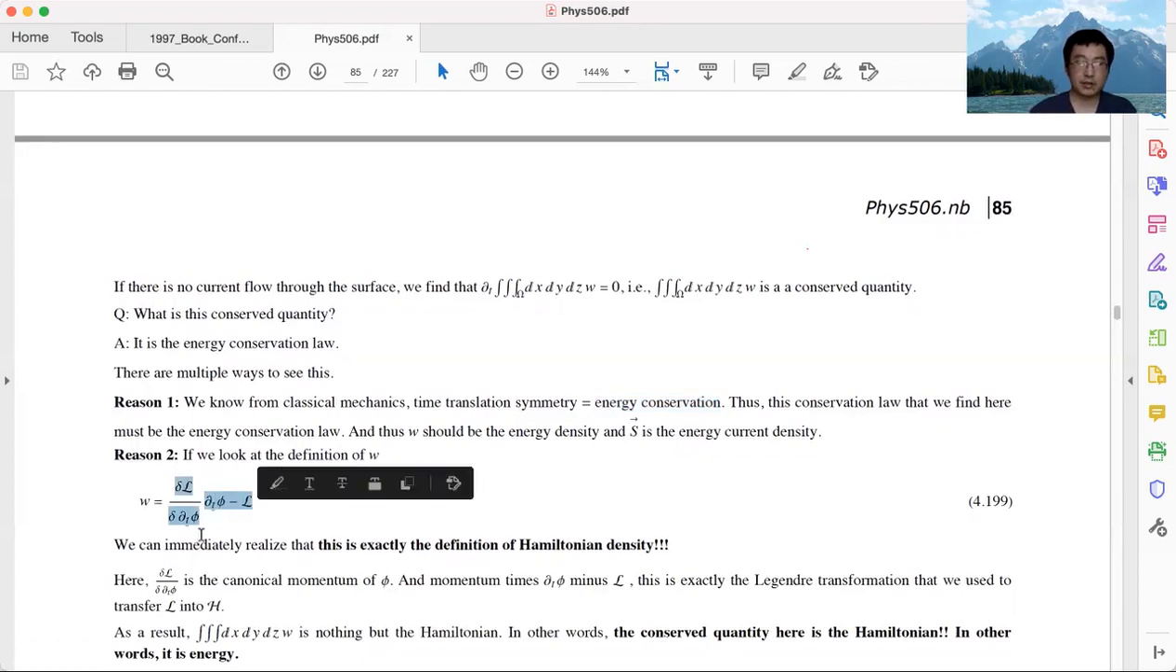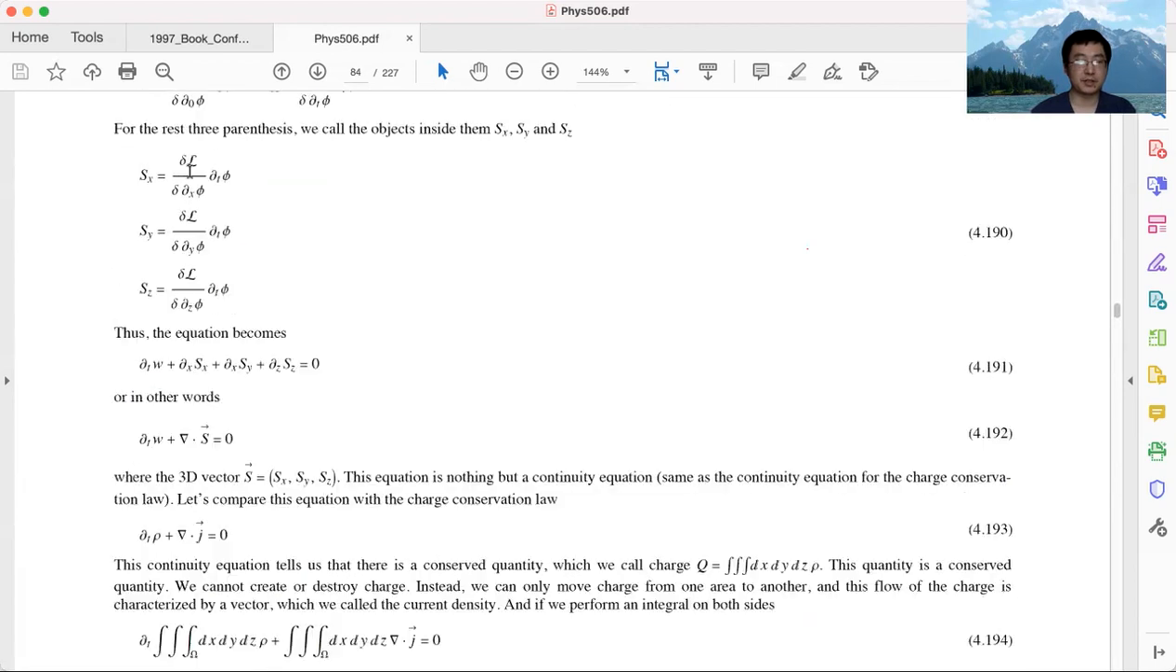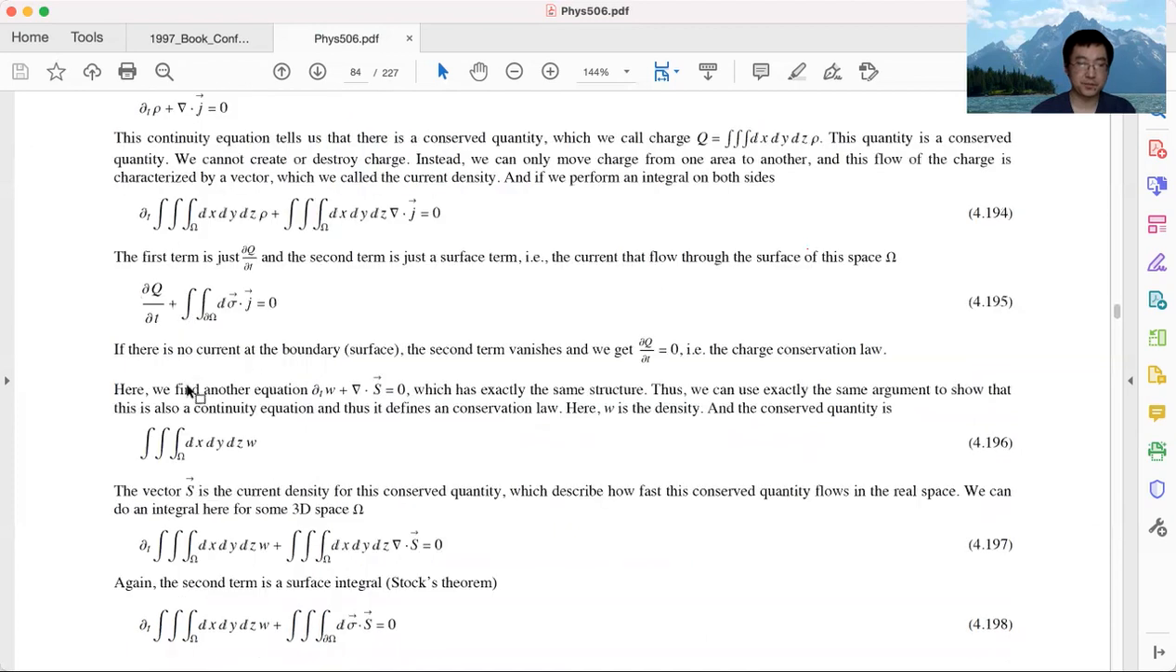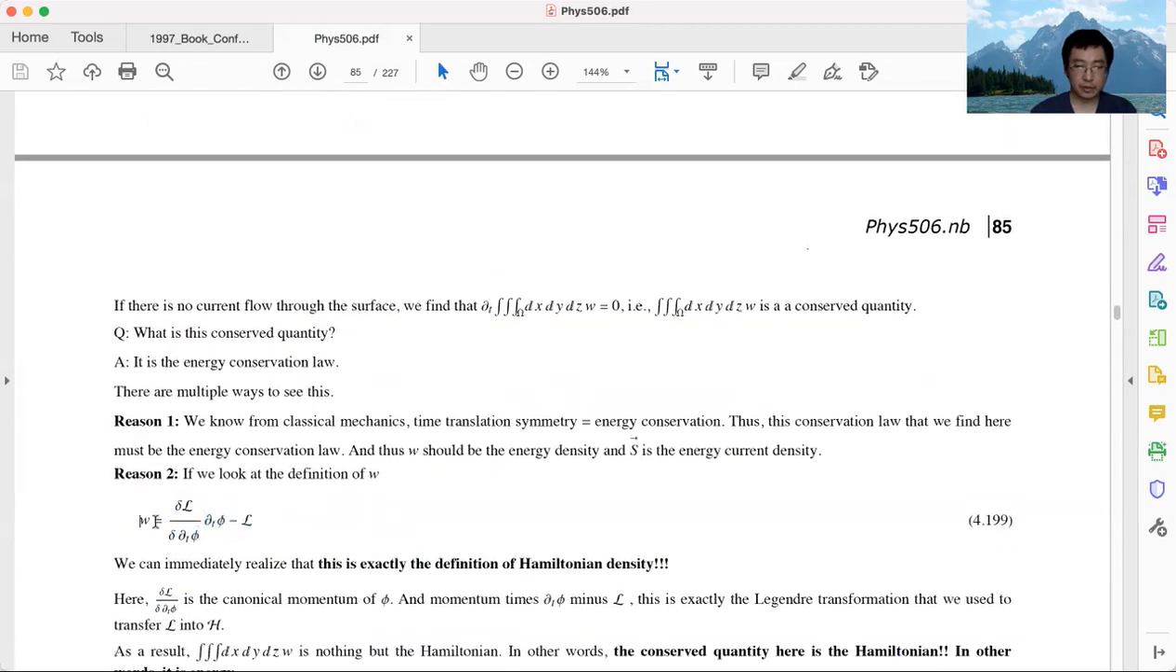If we look at this formula, this is the energy density, the same formula we got about here. So the energy density W equals this. If we look at this formula long enough and go back to our earlier lectures, you will realize this formula is exactly the same formula as what we write down for the Hamiltonian. Last week, we showed that if we have a Lagrangian, we can use a Legendre transformation to get the Hamiltonian. That's exactly this formula.